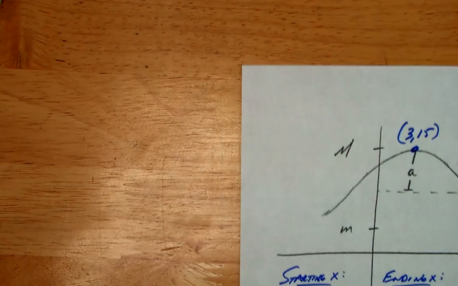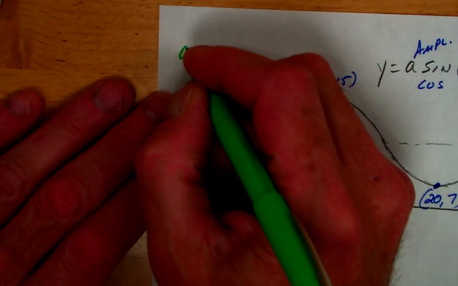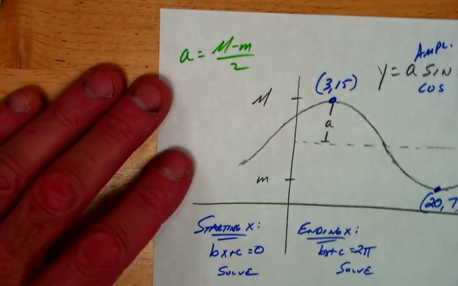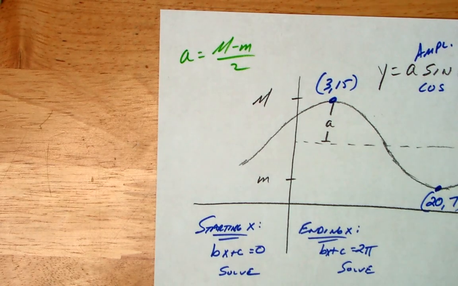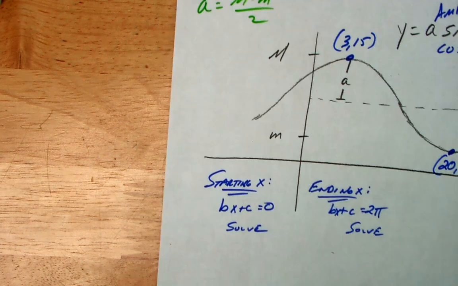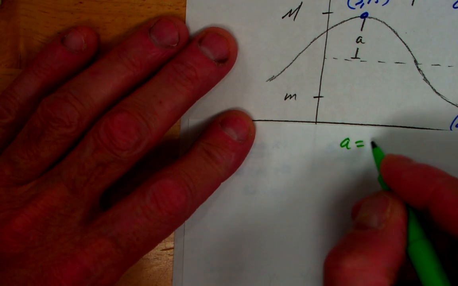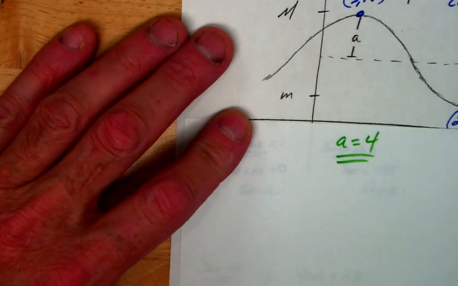Okay, so let's go back to here then. A equals max minus min divided by 2. But you know what? I'd rather have you not memorize formulas. I want you to understand what the amplitude is and how it relates to those things. Because if you think about it, how much did it fall? 8. Well, half of that was my amplitude, so it's 4. So my A in this case is 4. What else can I tell?